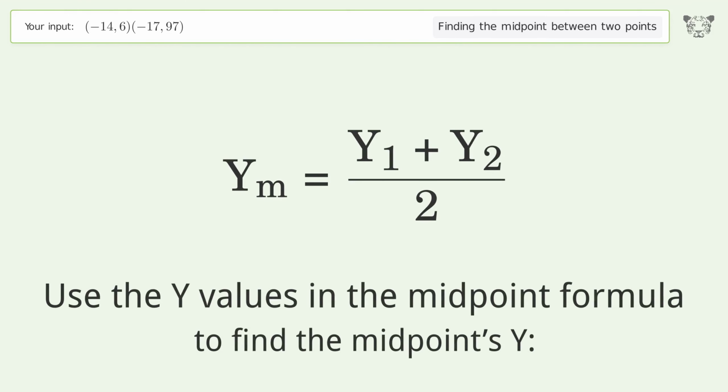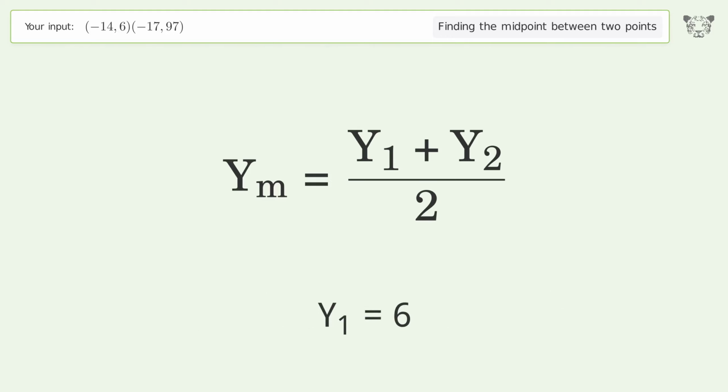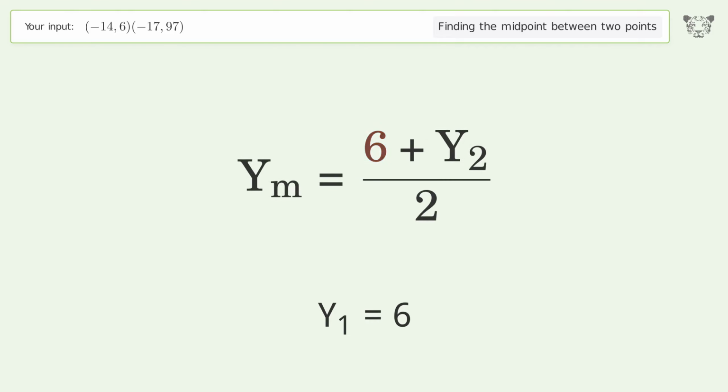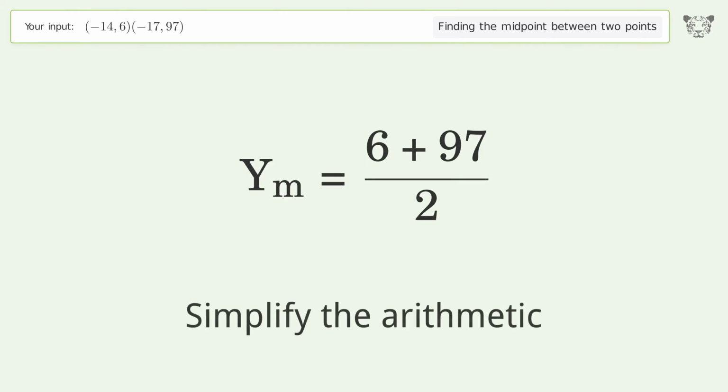Use the y values in the midpoint formula to find the midpoint's y. y1 equals 6. y2 equals 97. Simplify the arithmetic.